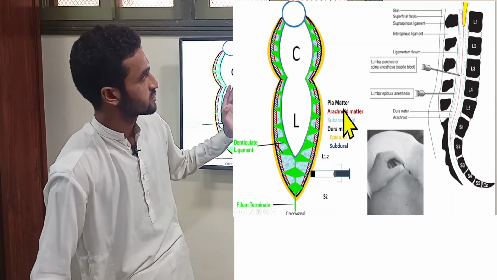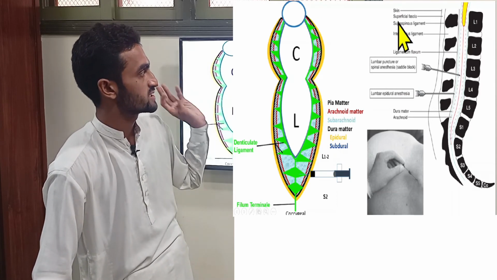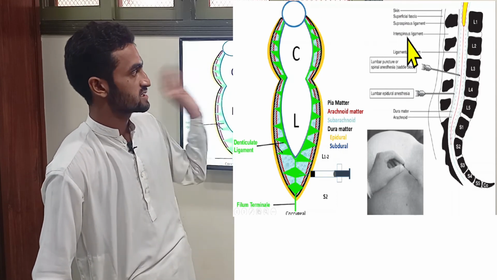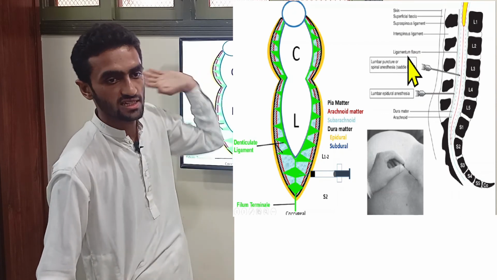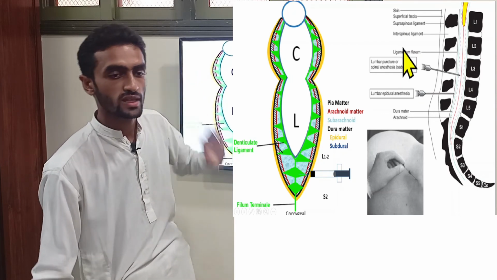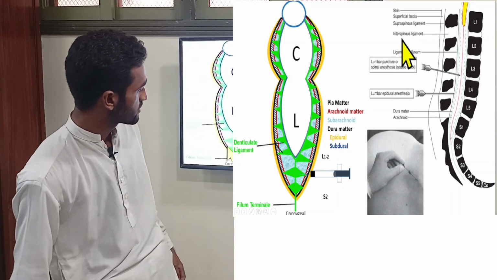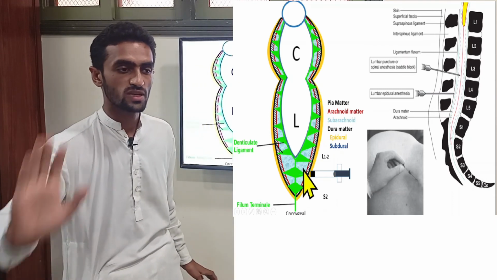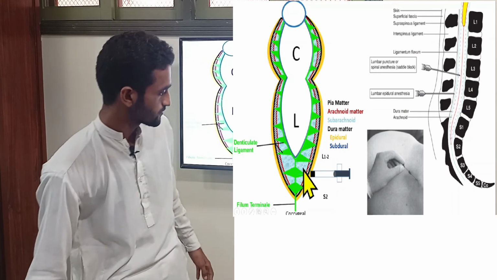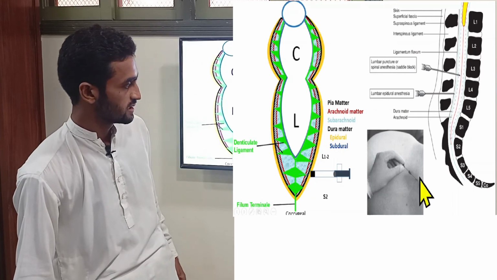Then the meningeal layers come. So first skin, superficial fascia, supraspinous, interspinous, ligamentum flavum, then these 3 meningeal layers. We are not touching the pia mater. Can you see? We are actually concerned with the subarachnoid space. So the pia mater is intact. You can see here.